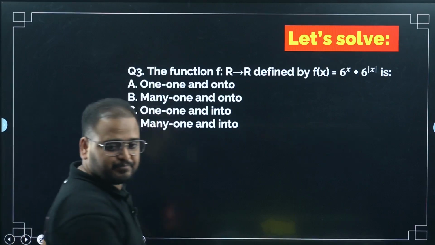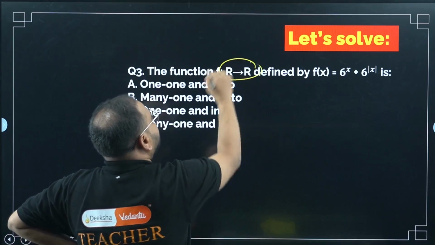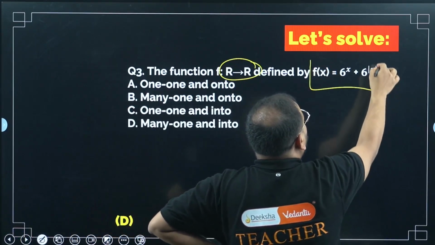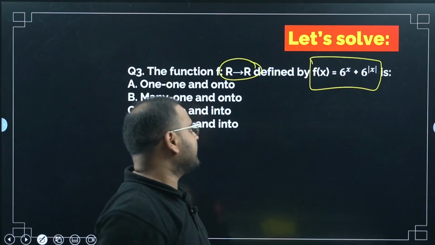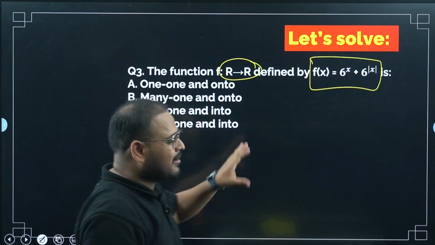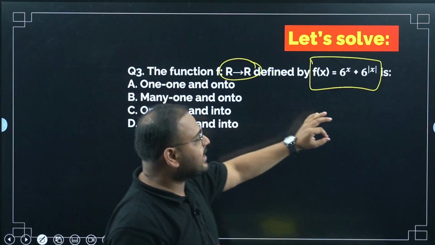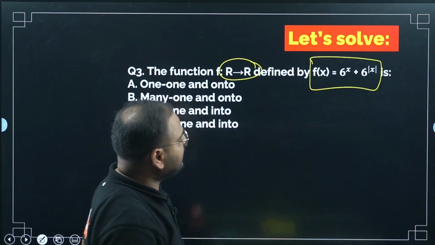The function f from R to R. What is the meaning of R to R again? Real to real. Okay. This is something interesting. I hope you guys have some understanding of exponential functions. Okay, chaliye. But don't worry. I'll try to simplify as much as possible. I will explain it to you in very, very simple steps.